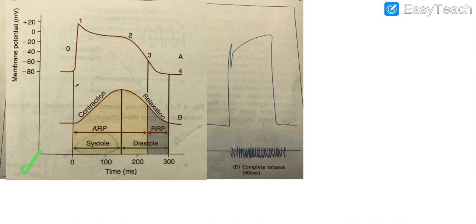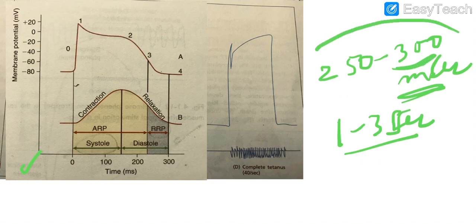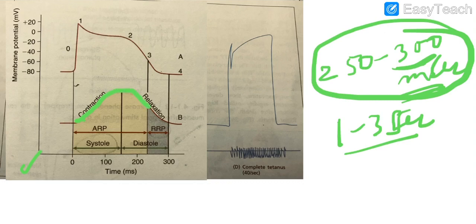And what is the reason for that? The reason is that the refractory period of the cardiac muscle is 250 to 300 milliseconds, as compared to the refractory period of a skeletal muscle, that is 1 to 3 milliseconds. Because this is almost 100 times the refractory period of the skeletal muscle, it will cover the entire contraction as well as the relaxation phase. So that's why we cannot tetanize a cardiac muscle.